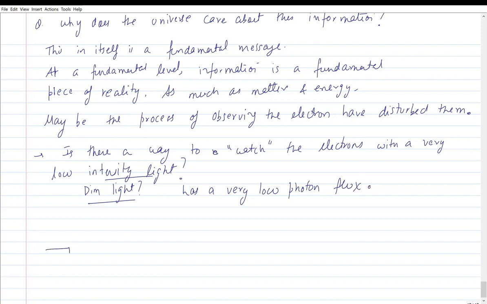So I repeat the same experiment. I have an electron gun. I have my slits. And now my light source is very dim. It's a very, very feeble light source over here. And now I have again the electrons coming. We don't know what path they are taking because we are just trying to see which path they are taking. So what do we observe?